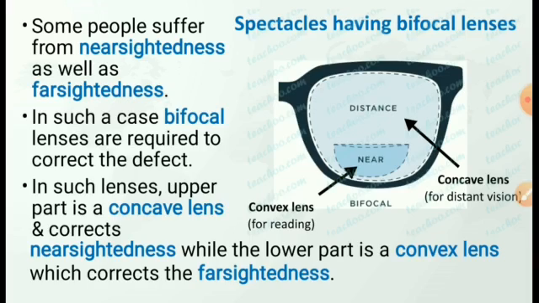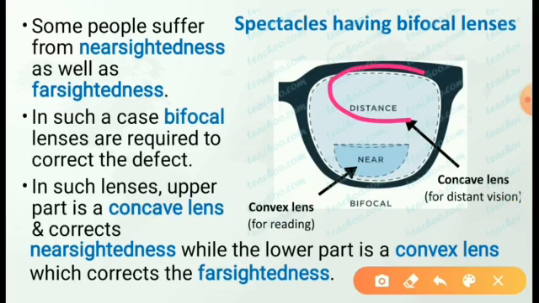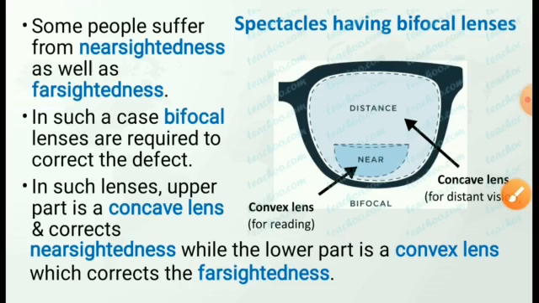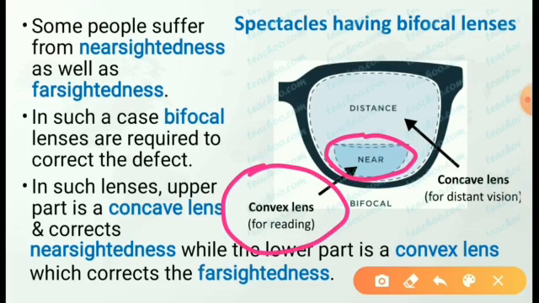Some people suffer from nearsightedness as well as farsightedness. In such a case, bifocal lenses are required to correct the defect. This is the bifocal lens which is being used. In such lenses, the upper part is a concave lens and corrects nearsightedness. This is the upper part in which concave lens is used for distant vision, while the lower part is a convex lens which corrects the farsightedness. This is the lower part, which is the convex lens used for reading.